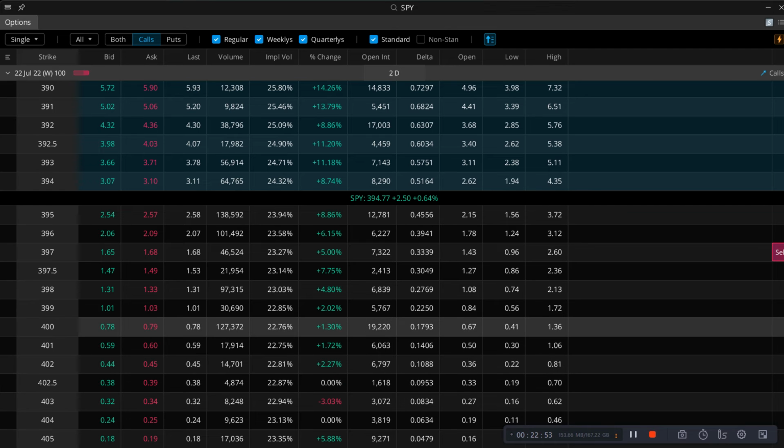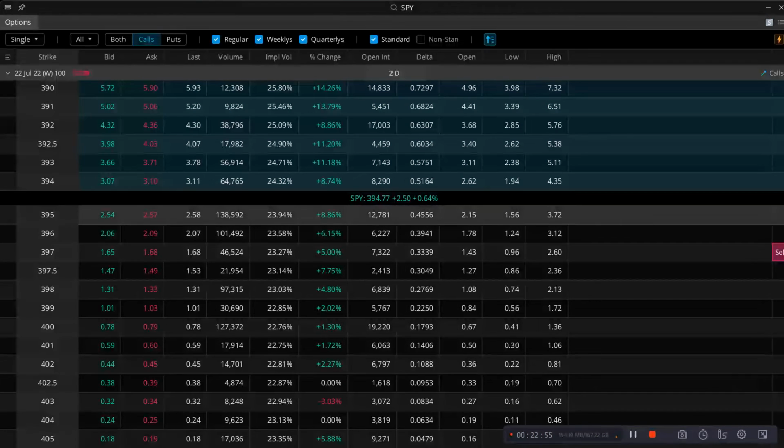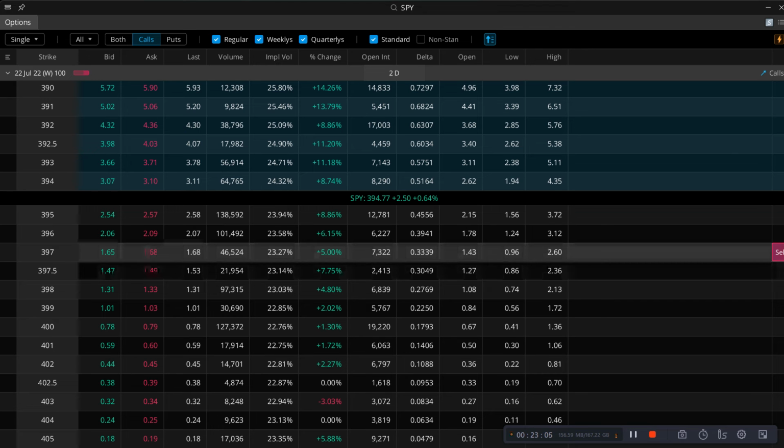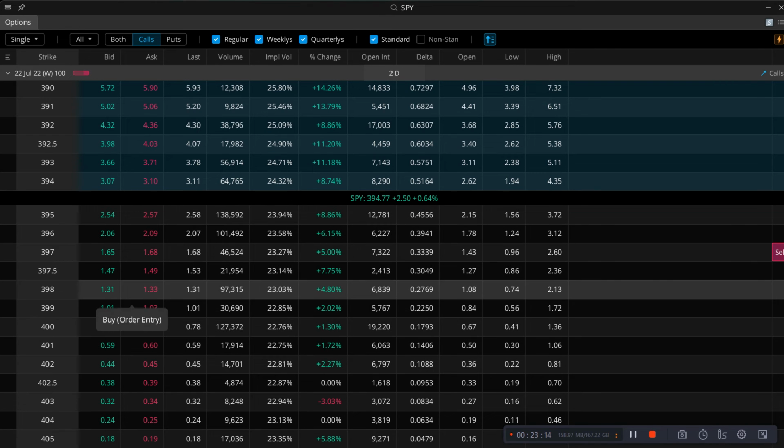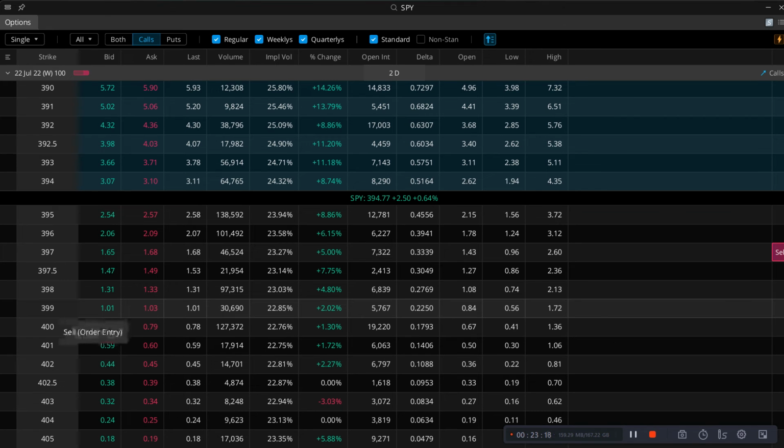There's an expression saying premiums have ranges. So if this was to go in the money, it'd be worth somewhere around $3. If the stock was to move to $397, this $397 contract would be worth around $3. So if the stock was to move, look, this $399 is worth $1 right now. So it's worth about $100 for this contract.